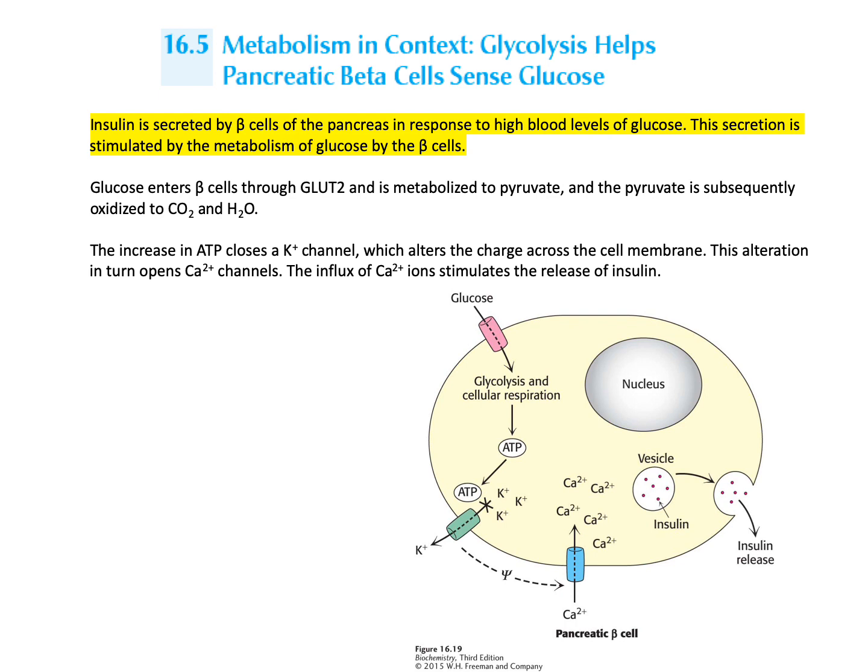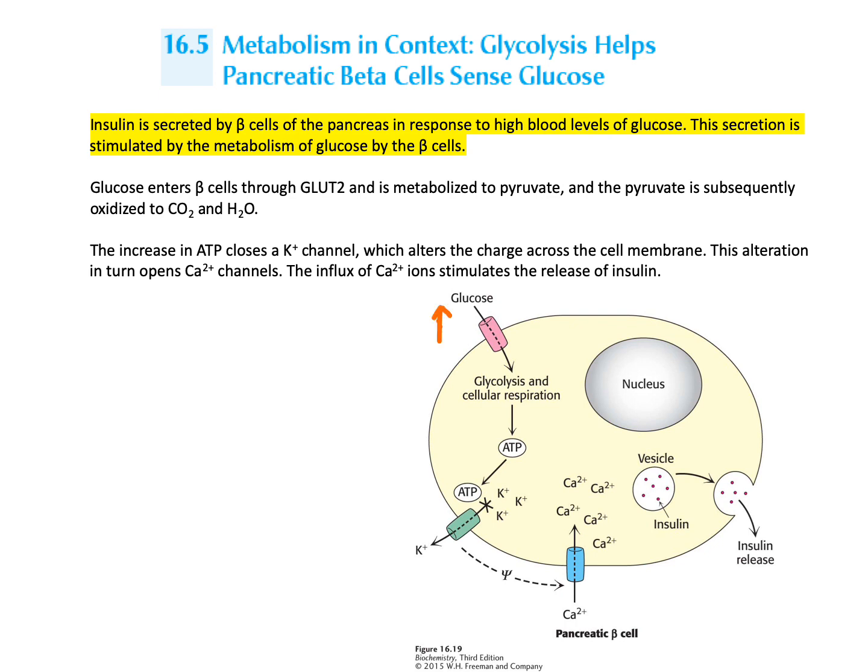Metabolism in context. Glycolysis helps pancreatic beta cells sense glucose. Insulin is secreted by beta cells of the pancreas in response to high blood levels of glucose. The secretion is stimulated by the metabolism of glucose by the beta cell.